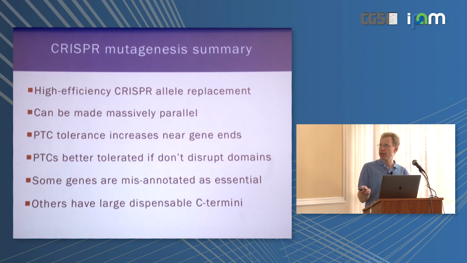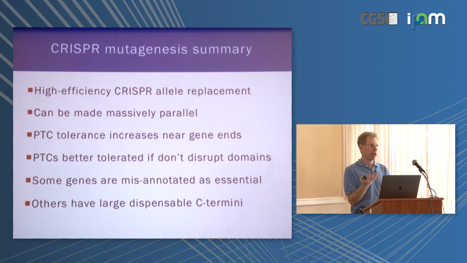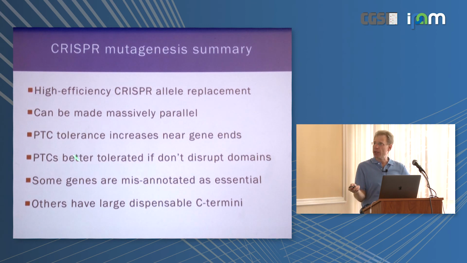And when we use it to look at stop codons, the tolerance to stop codons increases near the ends of genes, and we have some quantification of the extent to which this happens and over what distances. One thing I didn't show you is that it's generally true beyond the distance statement: if you look at what are annotated as protein domains in the databases, a PTC that doesn't disrupt the domain, so it either doesn't cut off part or all of an annotated domain, will tend to be better tolerated than one that does.